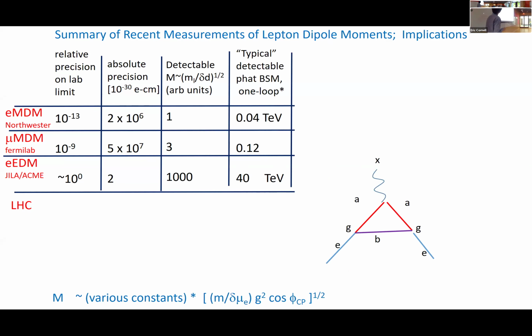If we go ahead and say that this interaction term is something like alpha, the fine structure constant, we can actually put numbers on it. 40 TeV, that's pretty impressive.